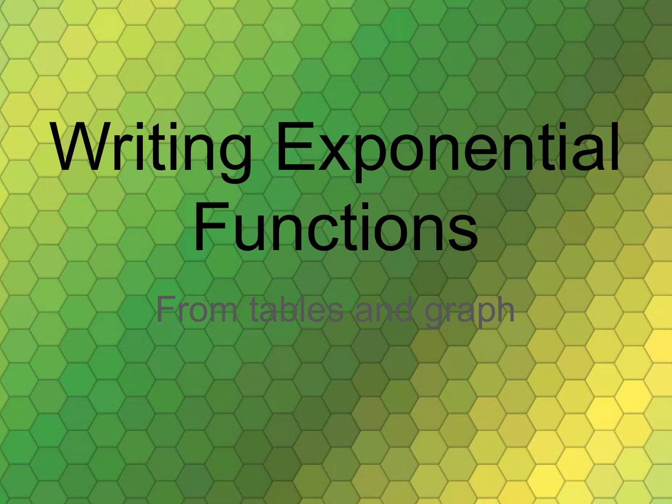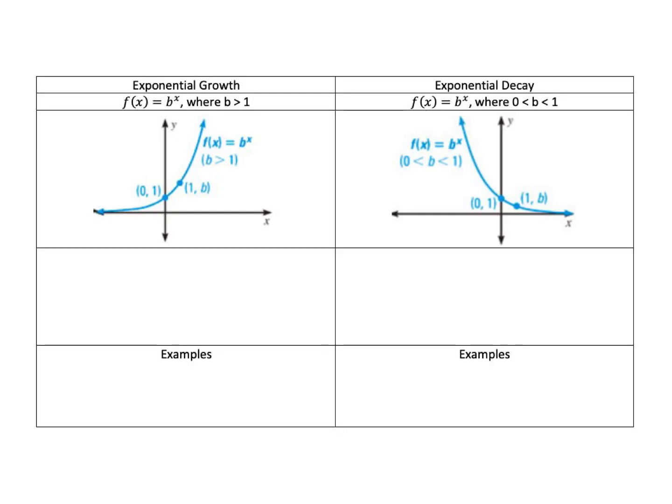In this lesson, we're going to look at writing exponential functions when we're given tables and graphs. So let's remind you of what an exponential growth function looks like. It's increasing at a very drastic pace. The formula in general is b raised to the x power, where b is your base and it's a value greater than 1. Whereas exponential decay is decreasing very, very rapidly.